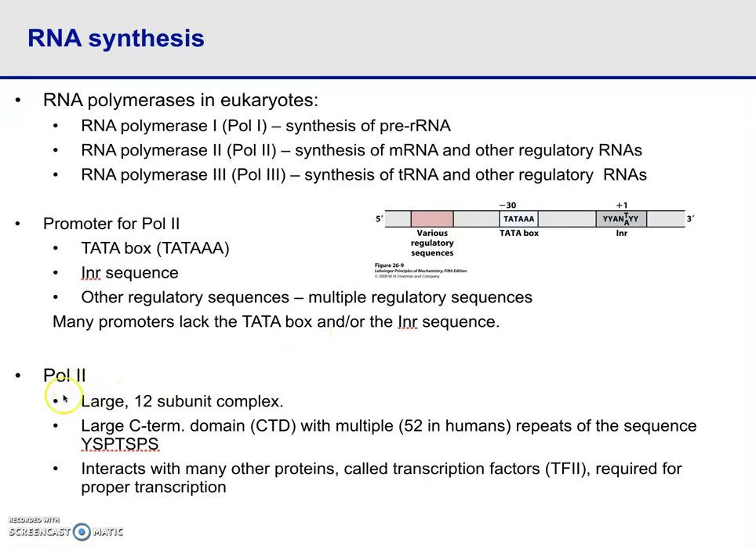Structurally, POL2 is a large 12-subunit complex. Something interesting about its structure is that it has a large C-terminal domain. From here on, we're going to call it CTD. And that domain, in humans specifically, has 52 repeats of this sequence, YSPTSPS. Now, what do you notice about this sequence? If you look carefully, you will see that 5 of the 7 amino acids are polar amino acids containing a hydroxyl side chain: tyrosine, serine, threonine, serine, and another serine.